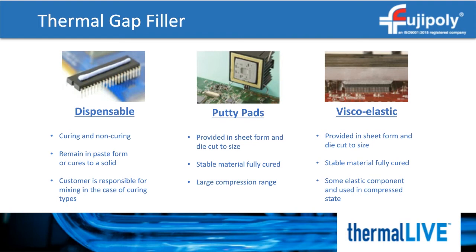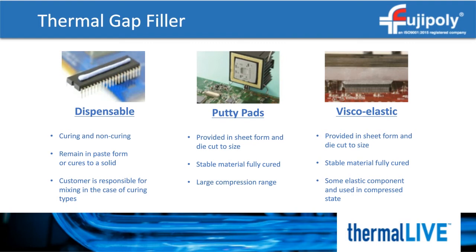These dispensables can come as a curing or non-curing type. Curing types are essentially one or two parts, and they either cure at room temperature or they can be cured at a higher temperature to reduce the cure time. Customers are responsible for the mixing in the case of a two-part and for the dispensing. Dispensable gap fillers require equipment and procedures put in place to ensure the form-in-place is cured properly, if it is a curing type.